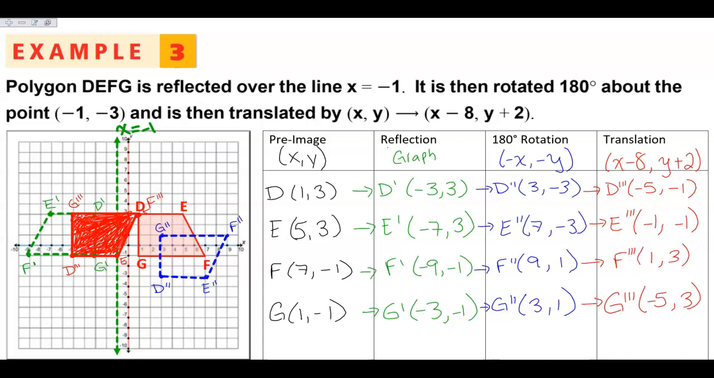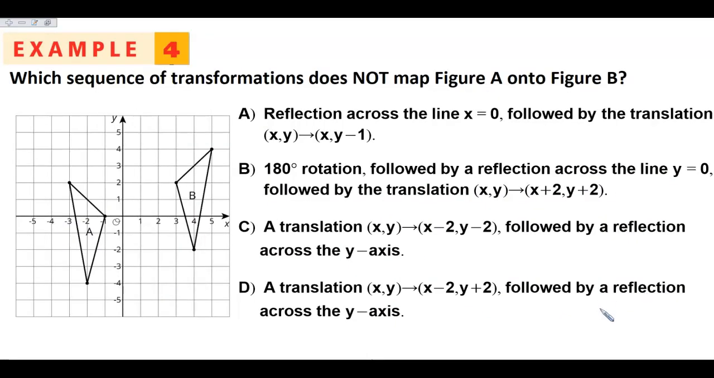All right, so let's take a look at example 4. This one's going to be a little bit different. We want to say which transformation does not map A onto B. So we're given all the transformations here, and then we want to see which ones work. If I reflect across the line x equals 0, remember that x equals 0 is my y-axis.